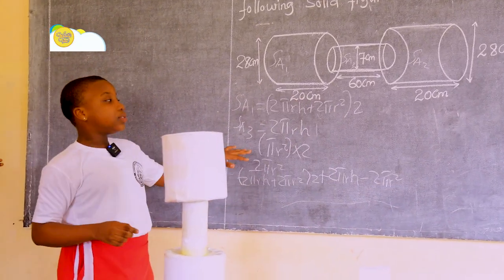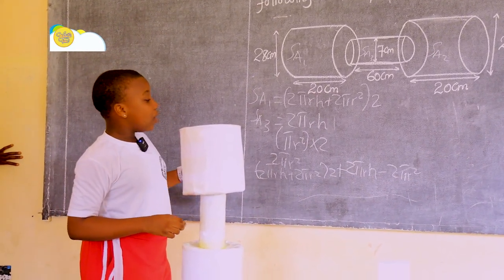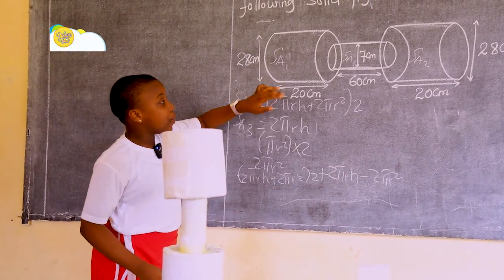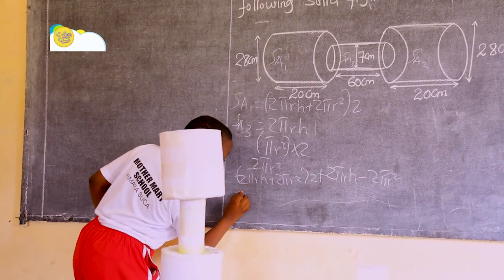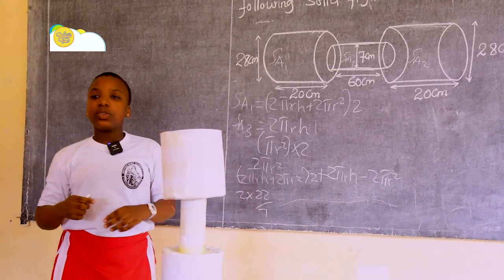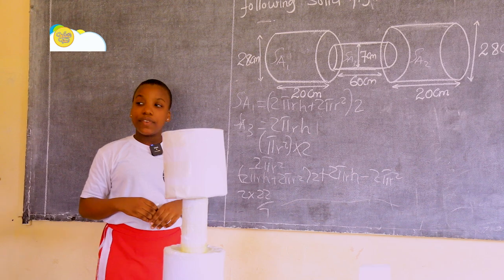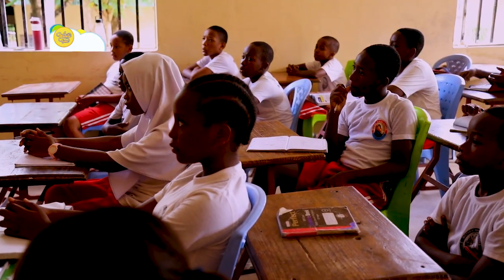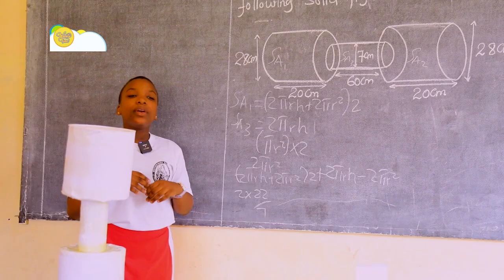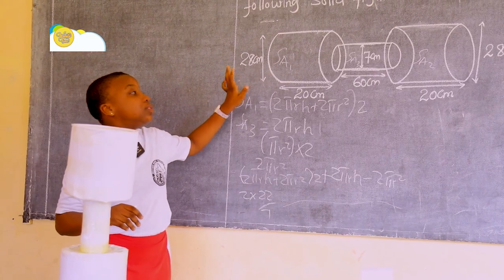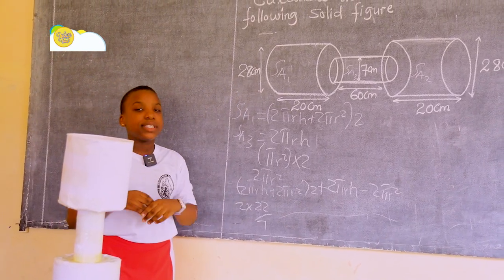Then we are going to insert our values. Here we have 2 pi r h. This 2 pi r h plus 2 pi r square, we are going to take values from this figure, which take 2 times pi. Pi is 22 over 7. Why 22 over 7? It is 22 over 7 because pi is a constant in any circular figure. We are going to use 22 over 7. Why not 3.14? It is not 3.14 because here we have a diameter which is 28 centimeters.